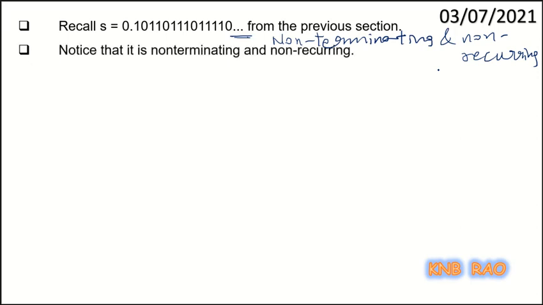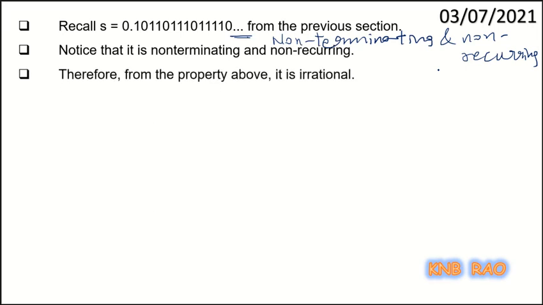Notice that it is non-terminating and non-recurring. Therefore, from the property above, it is not a rational number, which we call an irrational number. As per the definition of a rational number, the decimal form should be either terminating or non-terminating but recurring. Here you could see this set of numbers which are non-terminating and non-recurring. They are not rational numbers. Numbers which are not rational are called irrational numbers.